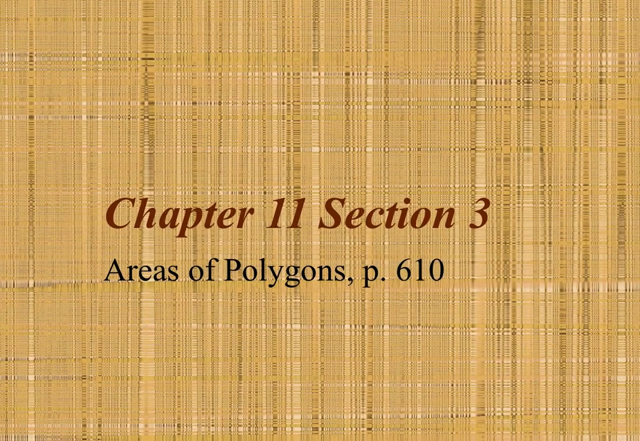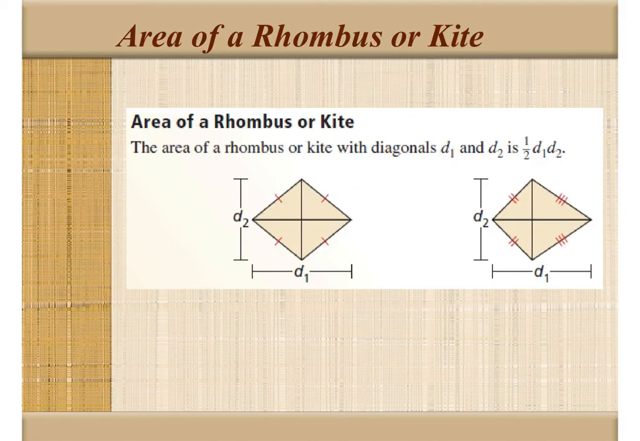Section .3 is the area of polygons, okay? So we're no longer talking about circles right now, we're talking about polygons, but there are still going to be circles in this lesson. All right, so first thing that you guys need to know is the area of a rhombus or a kite. And before we talk about the areas, guys, what is a rhombus?